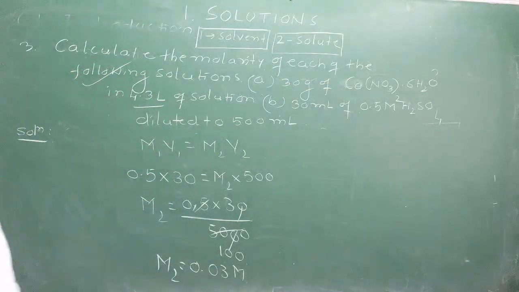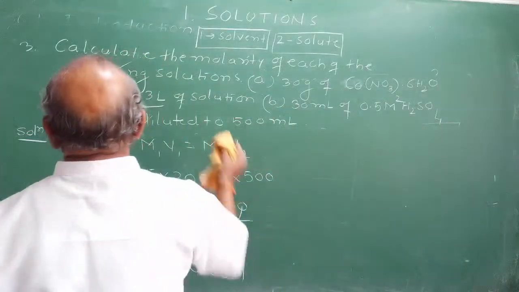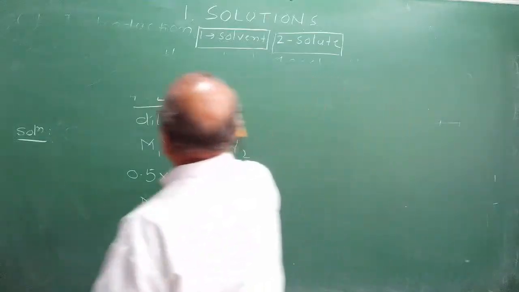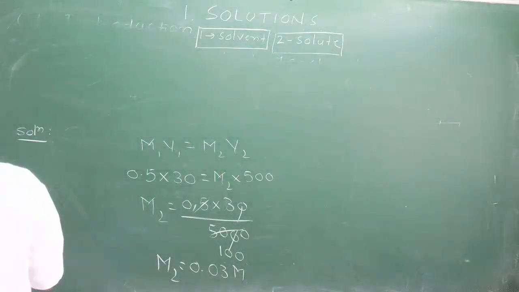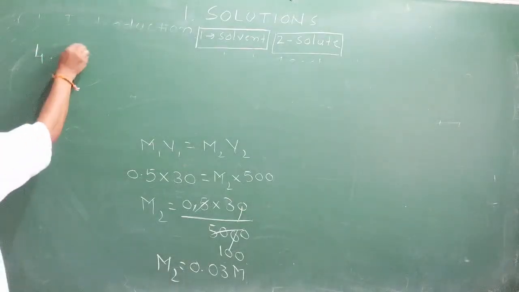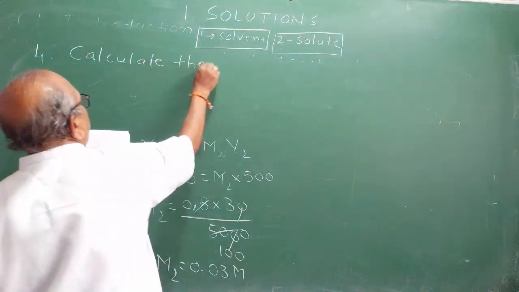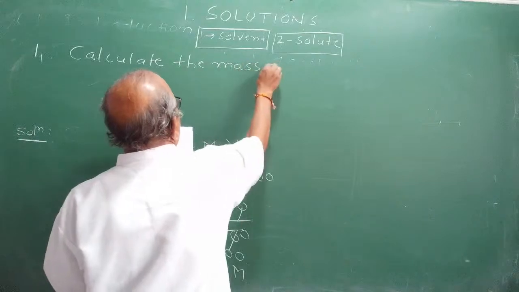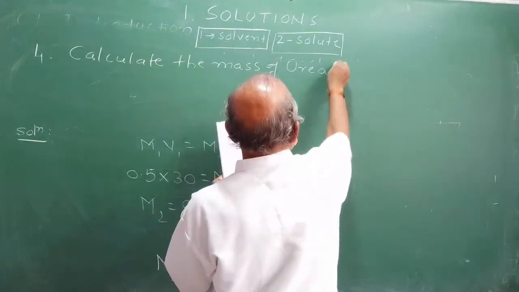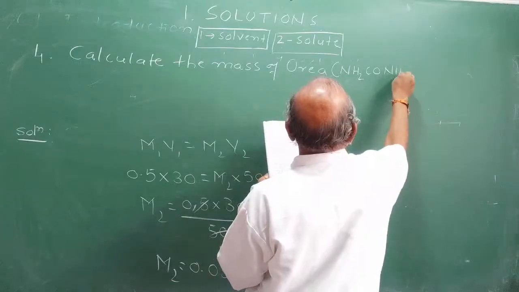0.03 molar should be the answer to the third question. Check. Clarify the doubts. This is the problem number 3. Take next problem. Hope you understood the problems. Fourth problem. Calculate the mass of urea. Urea has got the formula NH2CONH2.